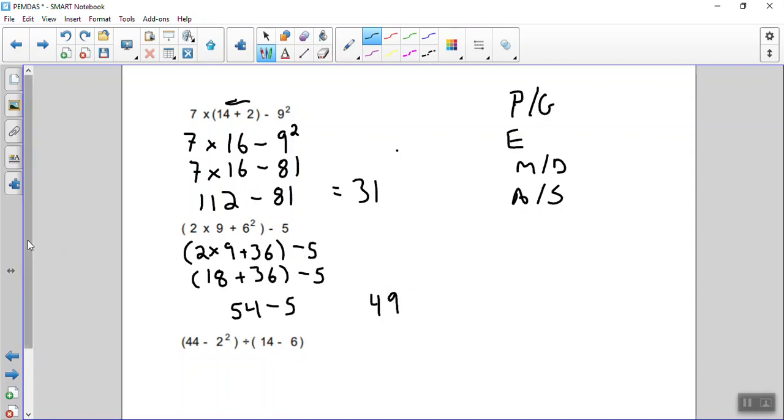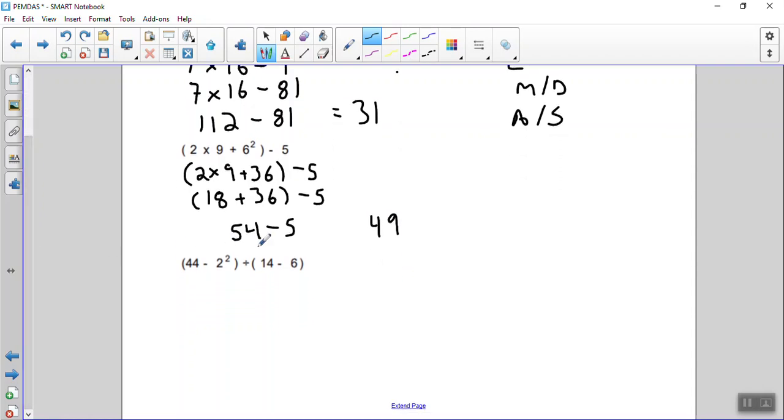Our last example here has 2 parentheses. So we need to take care of this parentheses and then this parentheses. So in this one, we have a subtraction and an exponent. Exponent comes first. So we're going to do 4 to the fifth minus 4, and we have plus 14 minus 6. So I'm going to go this way. So 44 minus 4 is 40.